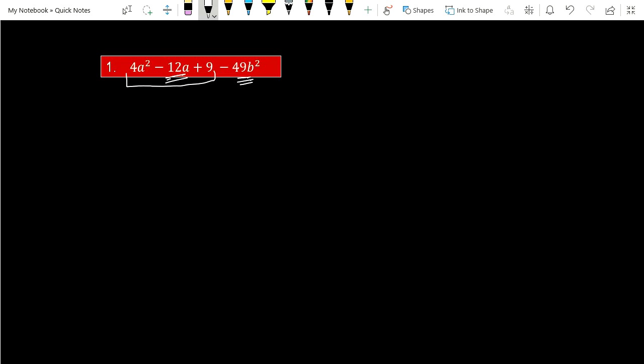If we are going to write 4a square as 2a the whole square, and if we are going to write this 9 as 3 square, and also we are making the factors of 12a, that is 2 into 2a into 3, and now at the end 49 can be written as 7 square and b square remains as it is. So we are finding here (2a) square minus 2 into 2a into 3 plus 3 square, which is actually 2a minus 3 the whole square.